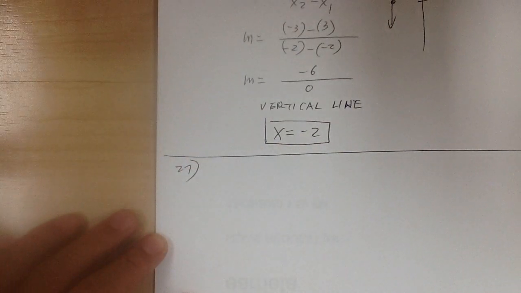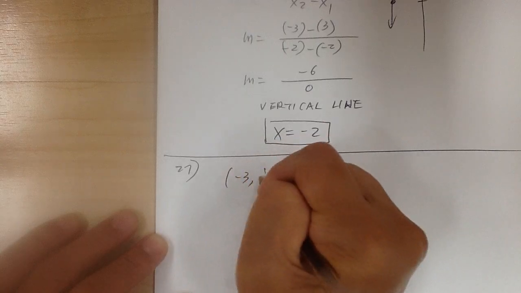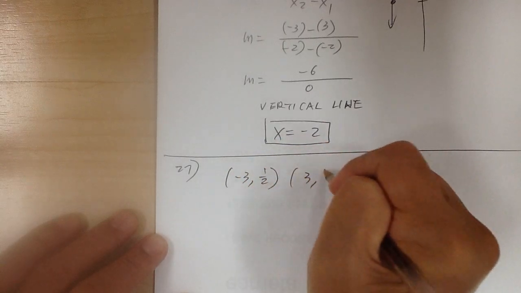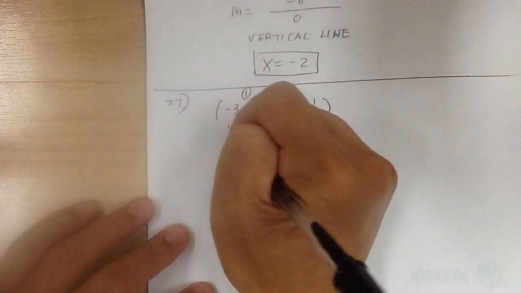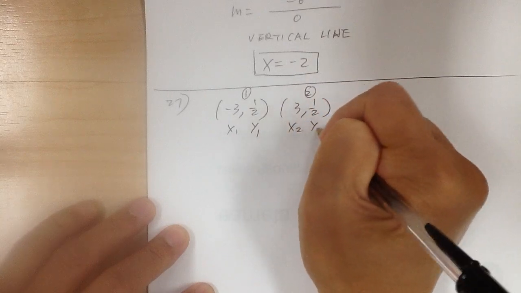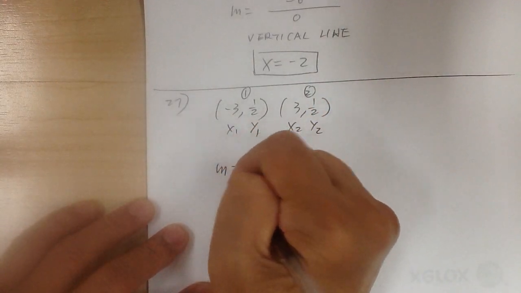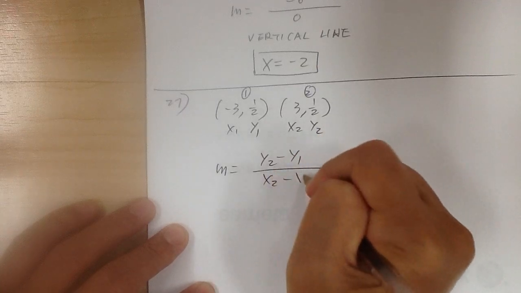Okay, number 27. You've got (-3, 1/2) and (3, 1/2). So again, point 1 is your x1, y1, and point 2 is x2, y2. So you can get the slope first. It'll be y2 minus y1 over x2 minus x1.